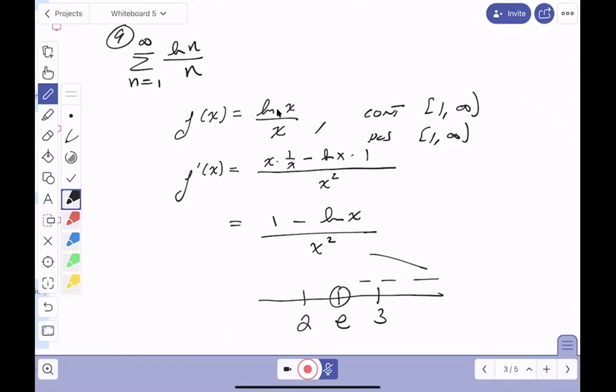So I need to rewrite this problem, and this might seem painful to you, as n equals 1 to 3 first. I'll put this over here. And that's going to be ln n over n, plus, now I'm going to start at n equals 4 and go off to infinity.